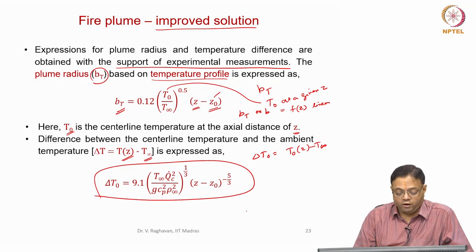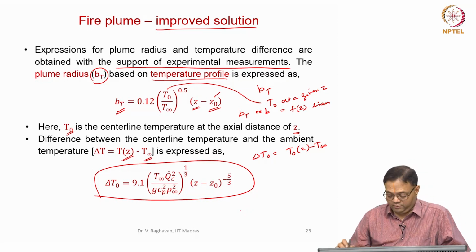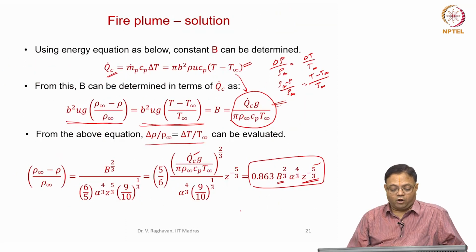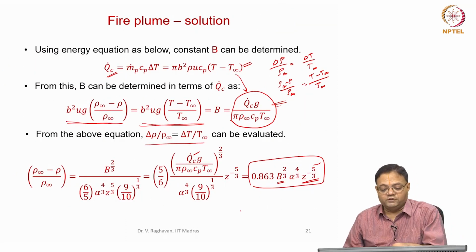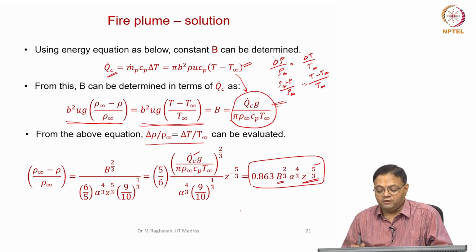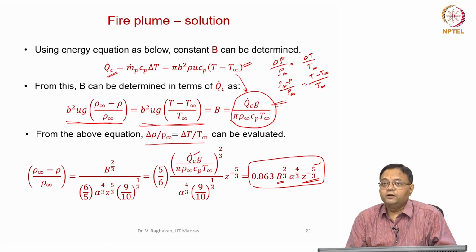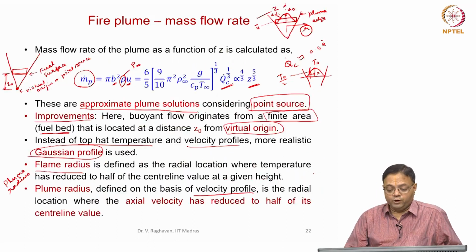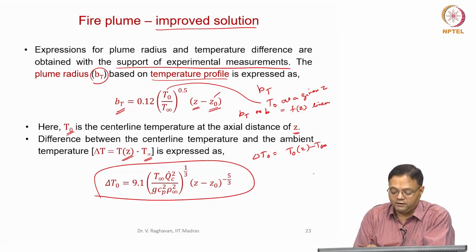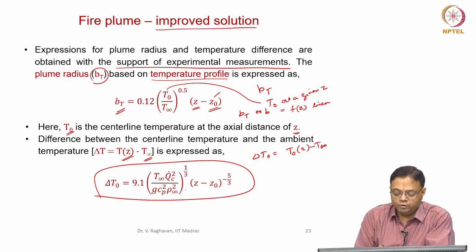Now, a correlation for delta T naught. If we go back, I have a correlation for delta rho by rho, which is equal to delta T by T infinity. Okay. So already I got a correlation from the simplified analysis which says the temperature difference is proportional to z power minus 5 by 3, correct. Now here also when I improve the solution I get z power minus 5 by 3, that trend, but it is a more improved solution because we have now considered the variation of temperature along the radius also.